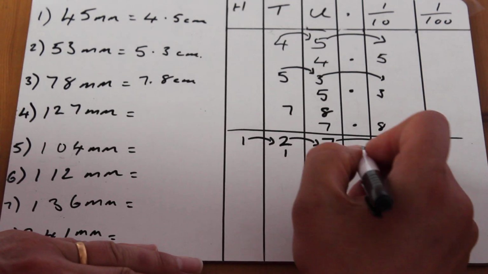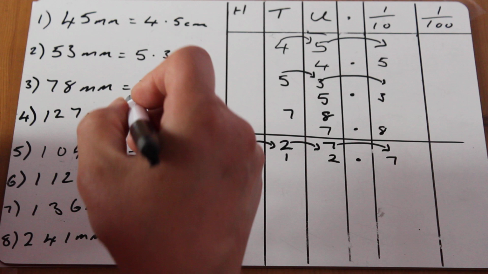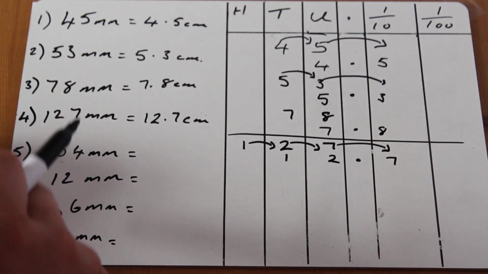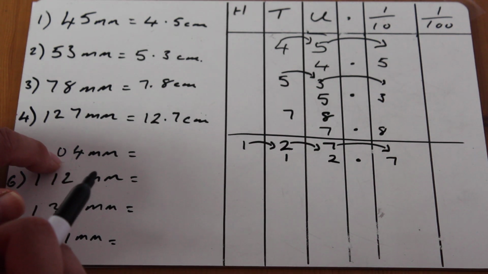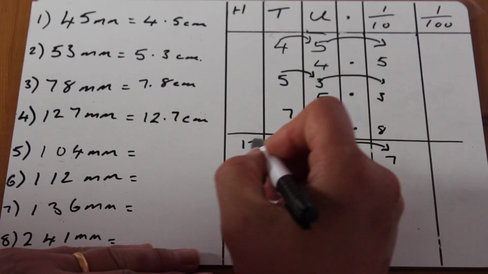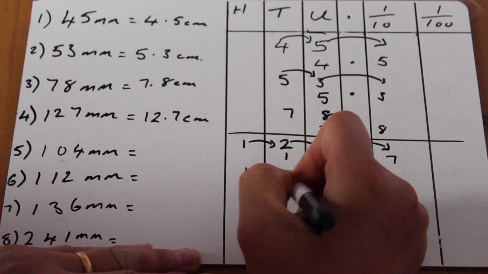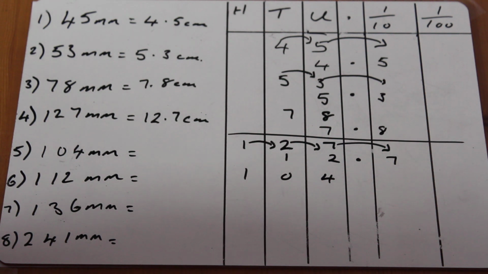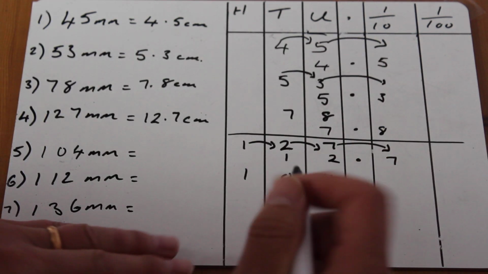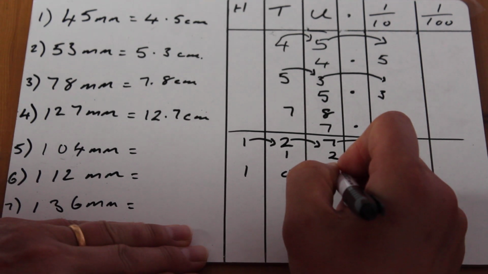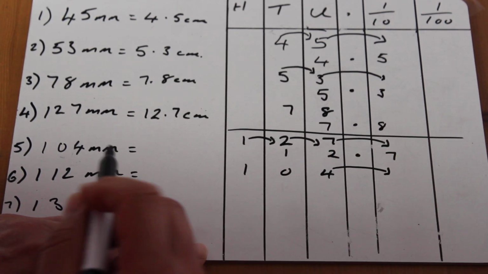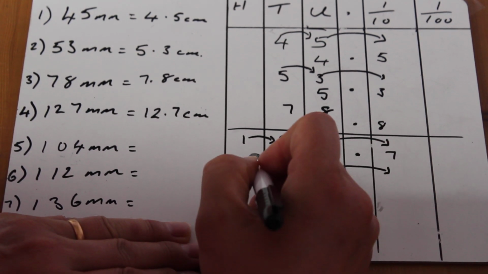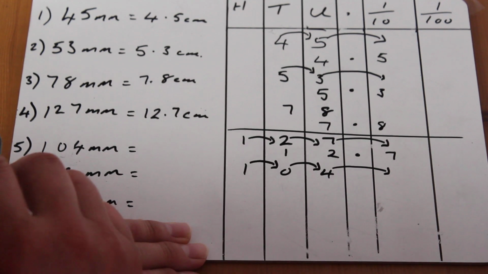Decimal point column, don't forget the decimal points. So that gives me 12.7. Take care with these ones when you get a 0 in the middle. 104, let's see how that one works. 104. Okay, again, exactly the same idea. Everything moves one column across. So the 4 jumps across into this column. Okay, the 0 goes where the 4 was, and the 1 goes where the 0 was.